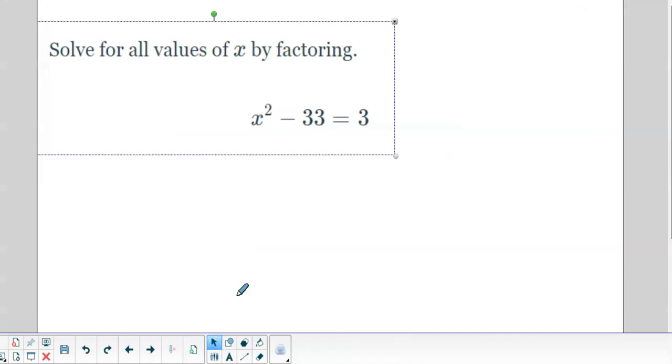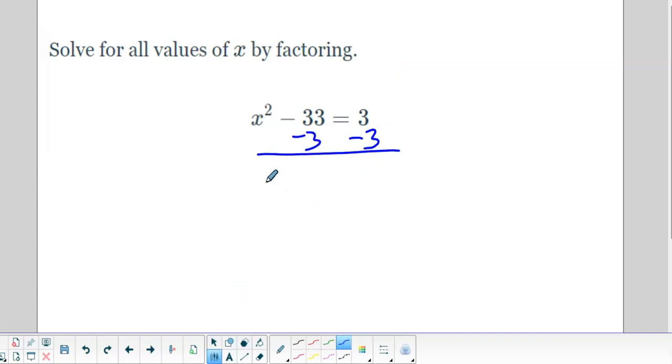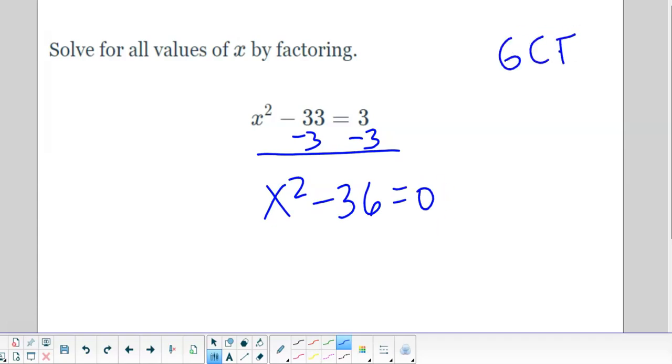In this question here, we're going to get it in standard form first by subtracting 3 from both sides. And that's going to give us a difference of 2 squares. Don't forget, whenever you're factoring, you always go in this order: always looking for a GCF, then a difference of 2 squares, and then a trinomial.